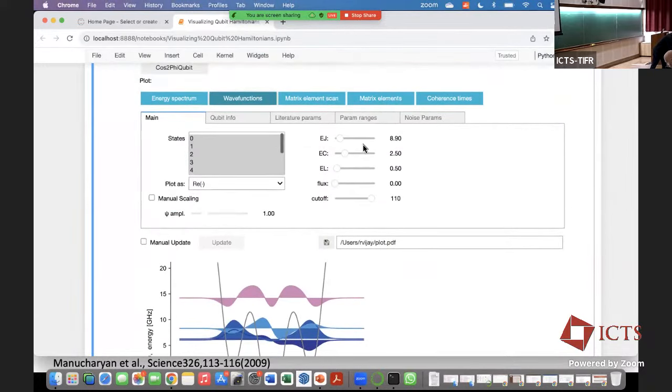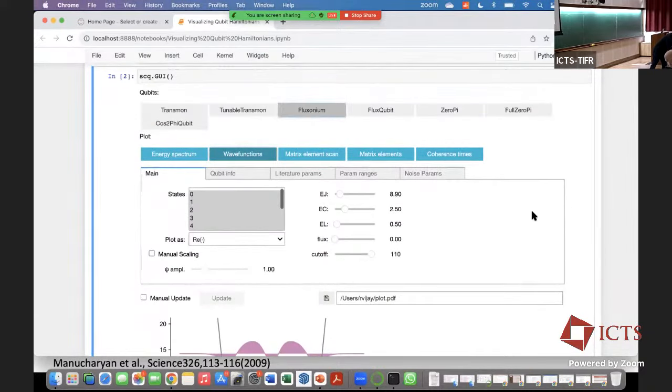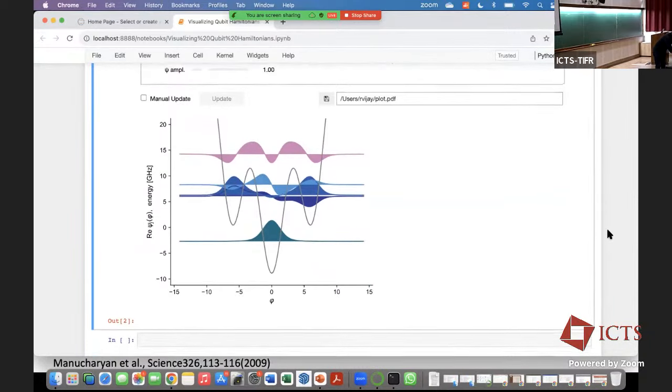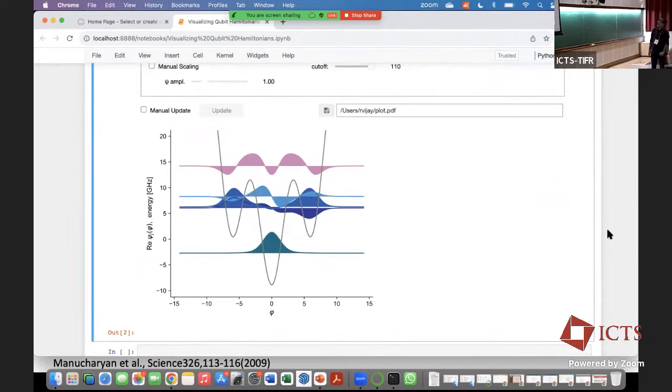Here I have chosen the fluxonium qubit, and it has some default parameters shown here. And here you see the potential profile along with the wave functions. At this point, it doesn't look very interesting. There is some potential, there is one state here, one state here. It looks like a slightly different version of a transmon, maybe.